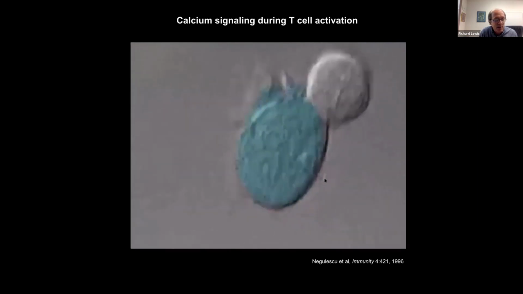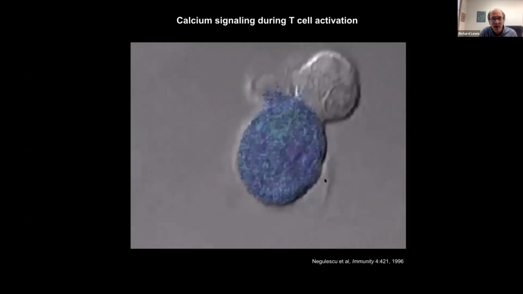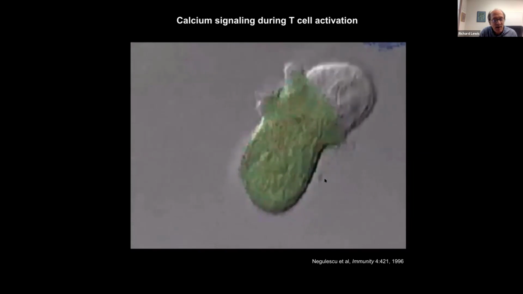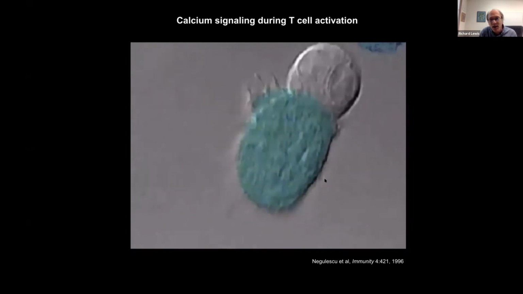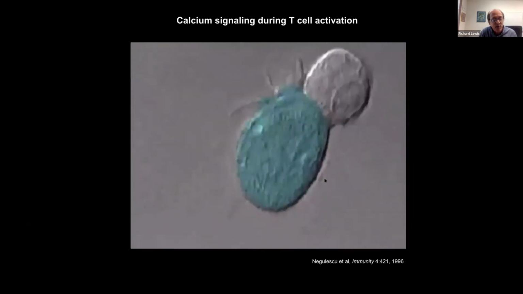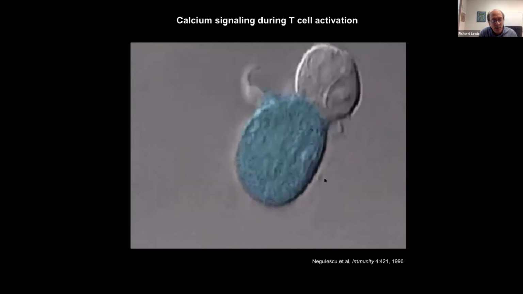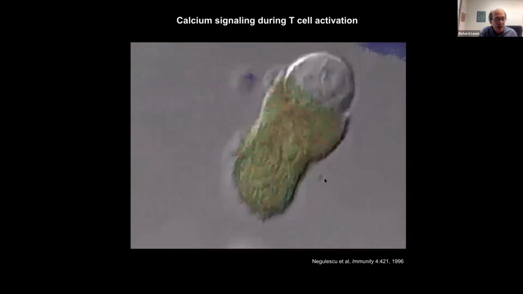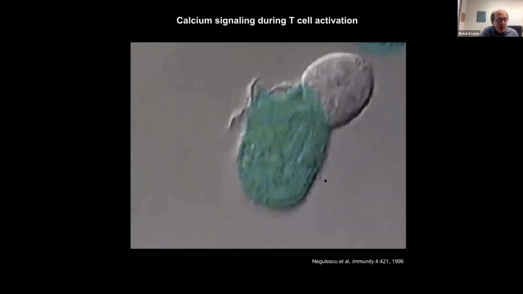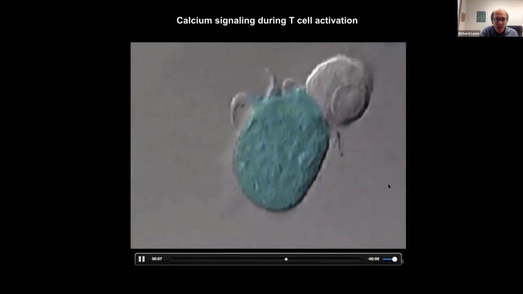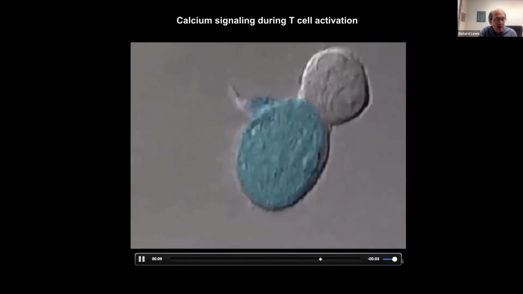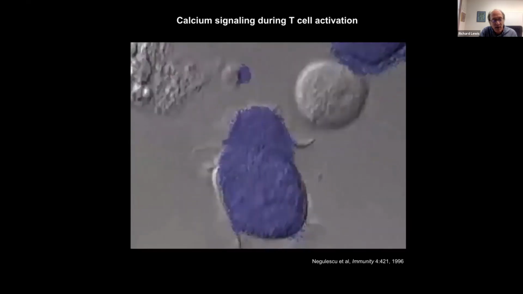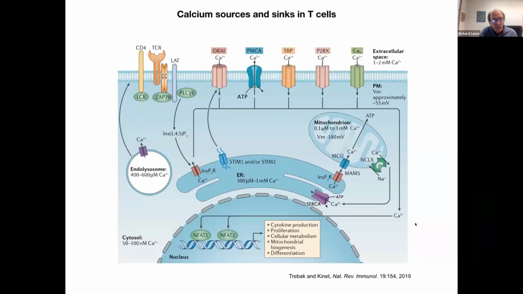Now, calcium signals are involved in some of the events you can see, like the stopping, forming a synapse with the antigen-presenting cell, as well as some things that you can't see, like activation of gene expression programs, later proliferation and secretion of cytokines or cytotoxic factors, which I'm going to get to later. But first, I'd like to talk about the overall organization of the calcium signaling machinery and how ion channels and pumps act to generate and shape these signals.